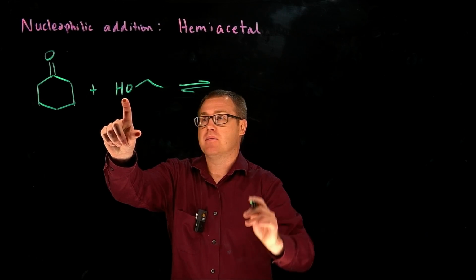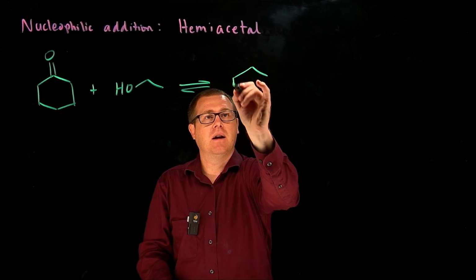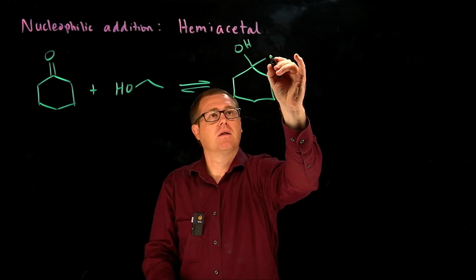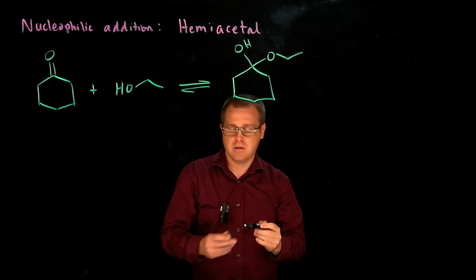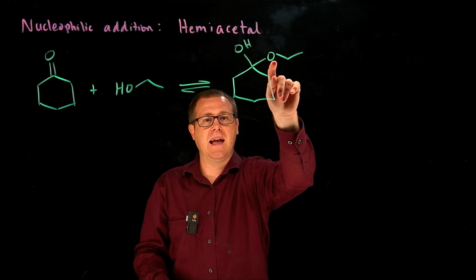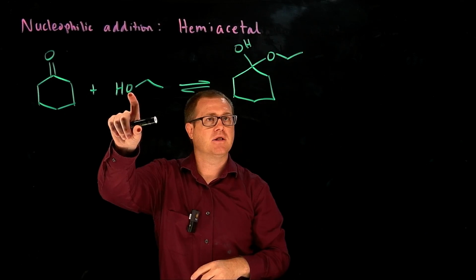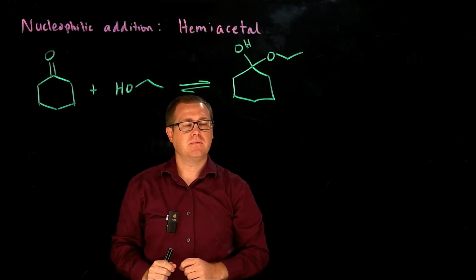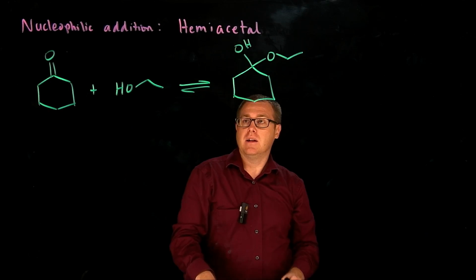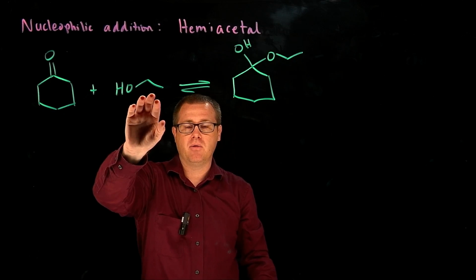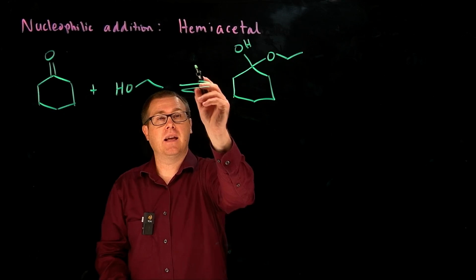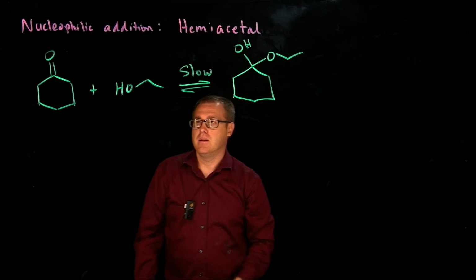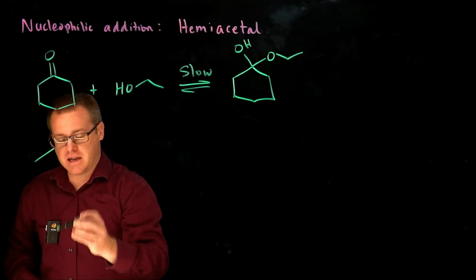And what's going to happen is you're going to generate a hemiacetal, which looks like this. You see that this oxygen atom right here is coming from that oxygen, and this alcohol right there is coming from that oxygen. When we do take a ketone or aldehyde, treat it with a weak nucleophile, this is generally a slow reaction. But you can speed that reaction up.